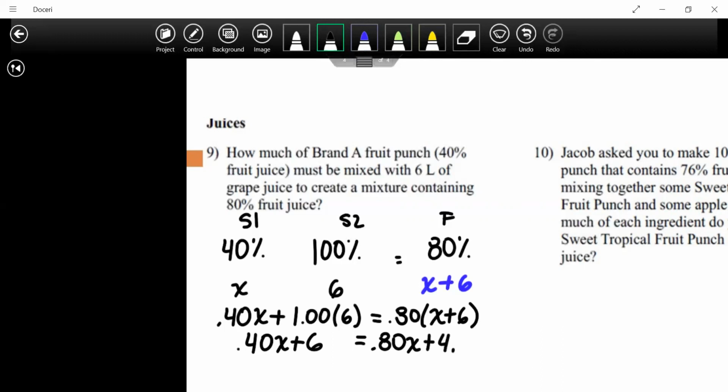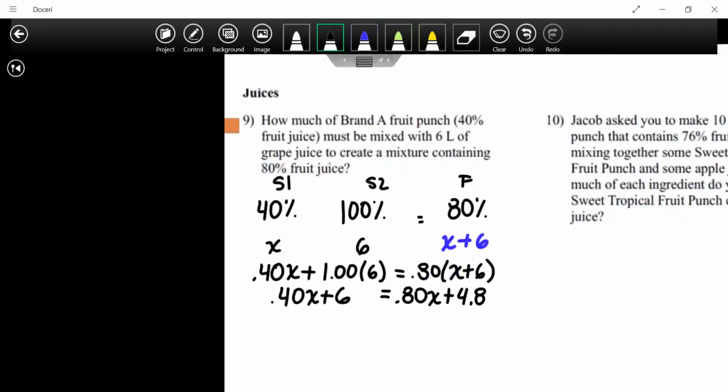Plus 4.8. And then we're going to get 2.8 and I believe 1.2. I'm sorry, I'm trying to wing it. 1.8, yeah, 1.8. I'm just kidding. 1.2 and then 0.4. And then we're going to get 3.